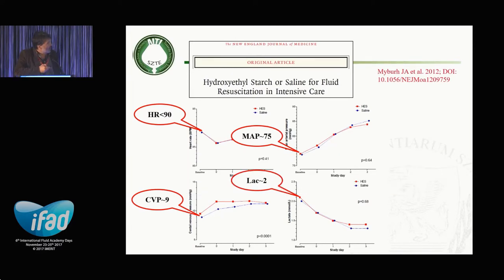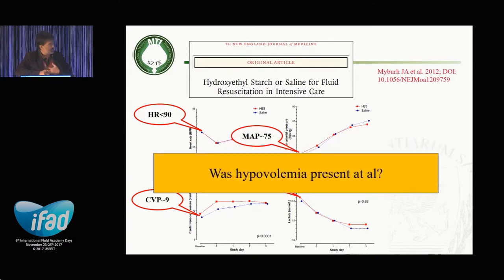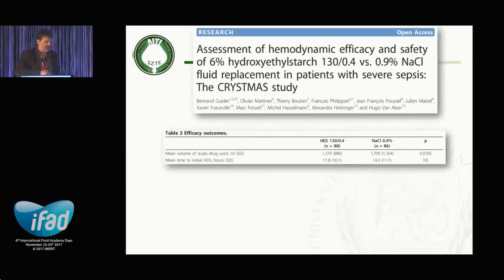Look at that. 50% of patients had a heart rate lower than 90 per minute. Patients were hypertensive, with mean arterial pressure higher than 75 in 50%, CVP higher than 9, and lactate lower than 2 in 50% of patients. So my assumption is these patients were not hypovolemic at all and received fluid resuscitation.